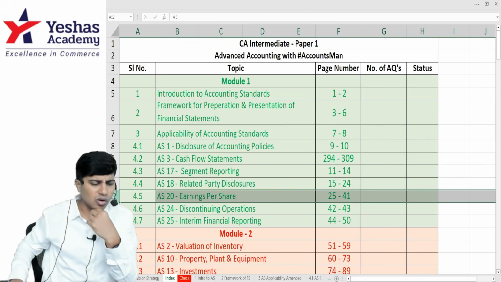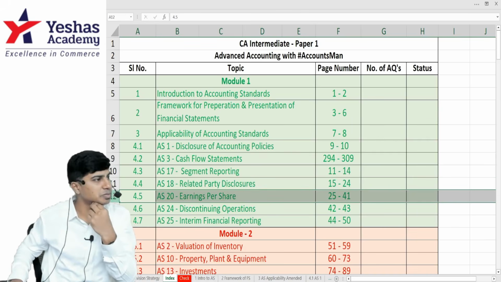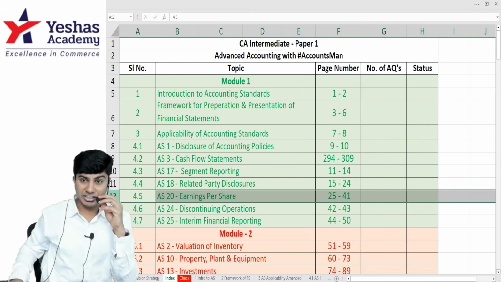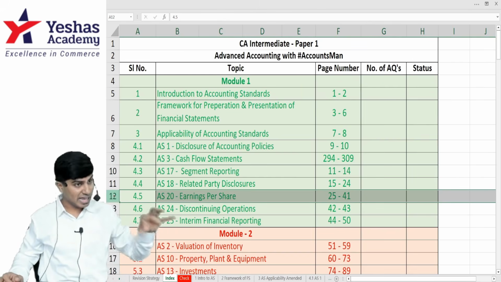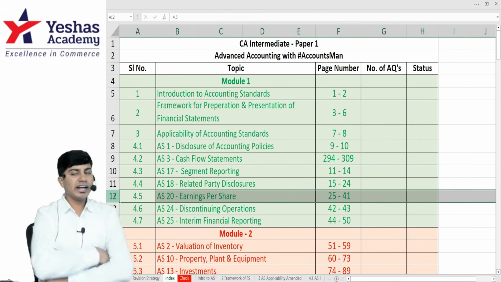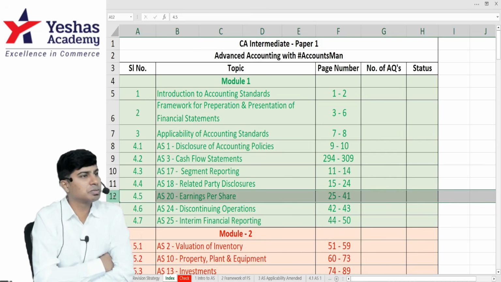Then accounting standard 20, earnings per share. One more interesting standard, but though it is in module 1, this has some computation to be done. What exactly are we going to do in AS20 earnings per share?